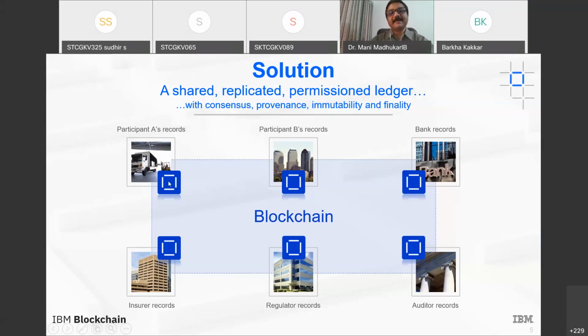And the copy of the ledger that he has, he'll write that entry to it. The moment he writes to that ledger, the same gets replicated across all the copies on the network, like with participant B, with the insurer, with everybody. But that consensus is already obtained. A cannot write anything on that ledger before getting the consensus.